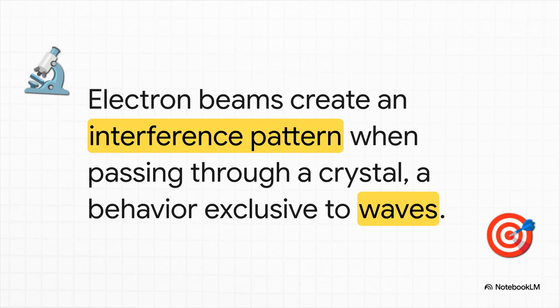This wasn't just a cool theory, it was proven in a lab. When you fire a beam of electrons through a thin crystal, they don't just act like tiny pellets and make a single dot on the other side. No way. They create an interference pattern, just like light waves do. It's undeniable proof. Electrons are also waves.